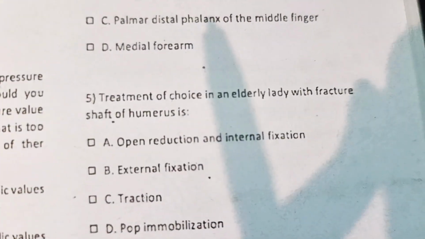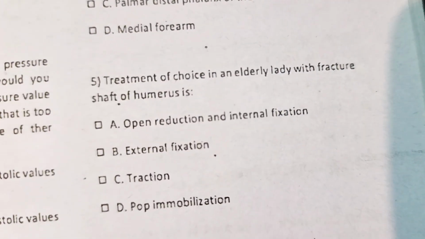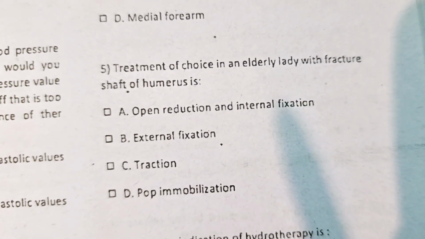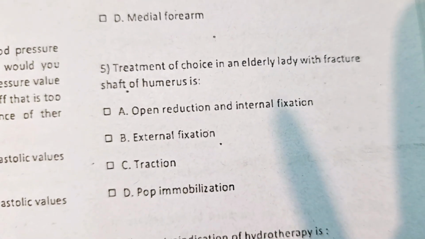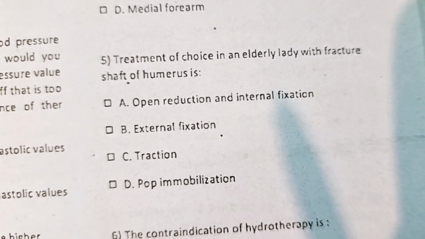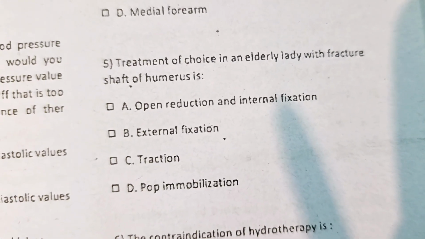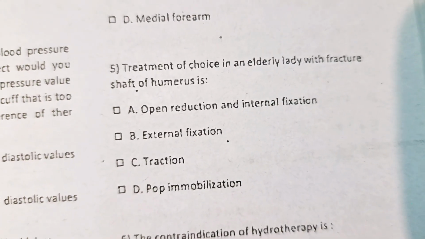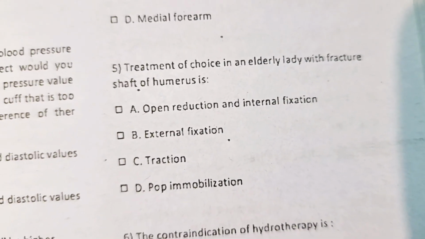Next question is, the treatment of choice in an elderly lady with fractured shaft of humerus is option A, open reduction and internal fixation. Option B, external fixation. Option C, traction. Option D, POP immobilization. And the right answer is option D, POP immobilization.